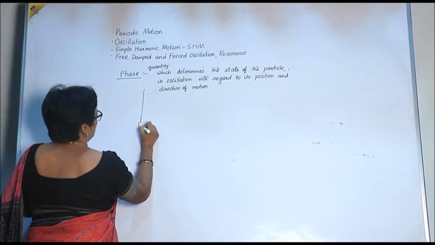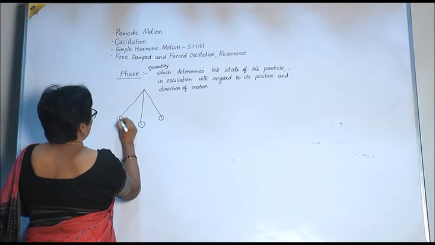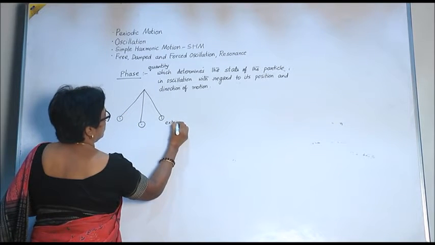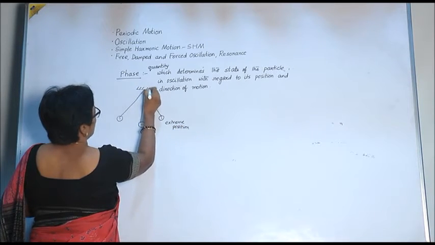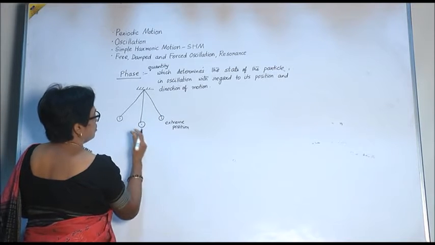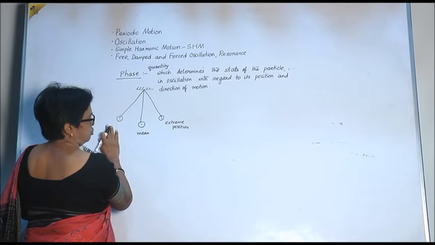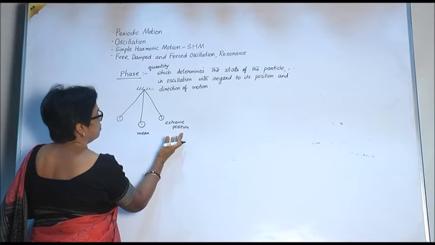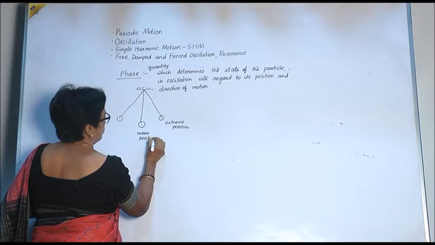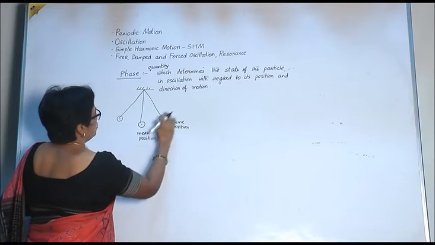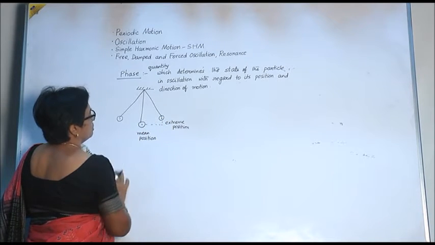Let us take the example of the simple pendulum. These are the two extreme positions. One of them is towards the positive side, the other towards the negative side, and the 0 position is my mean position. This is the positive extreme position, this is the negative extreme position, and this is the mean position of the simple pendulum. The maximum displacement, that means maximum distance it has moved, is its amplitude.